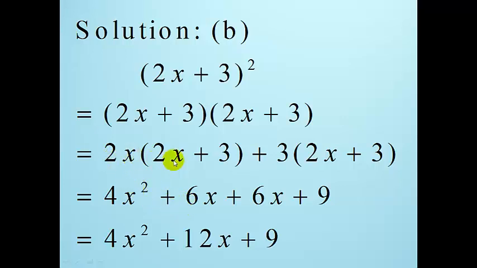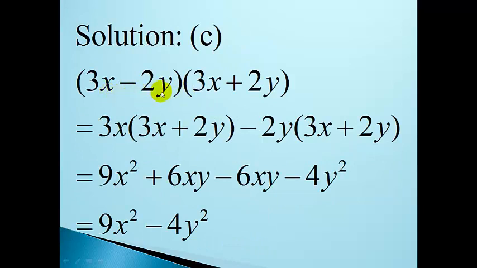Plus 2x times 3 equals 6x. Plus 3 times 2x equals 6x. Plus 3 times 3 equals 9. Now we have 4x squared plus 6x plus 6x equals 12x plus 9. So we have 4x squared plus 12x plus 9.